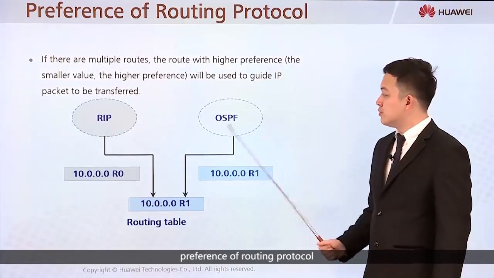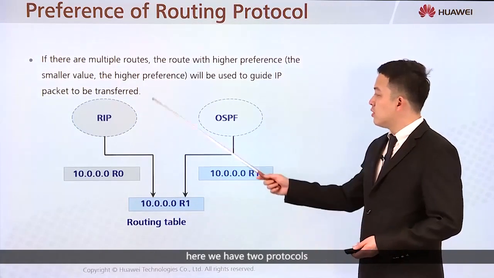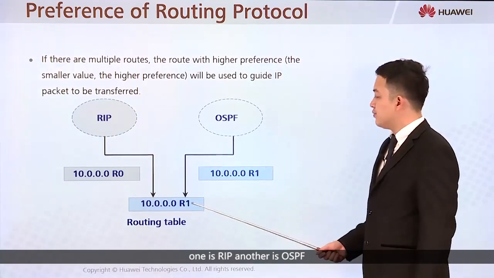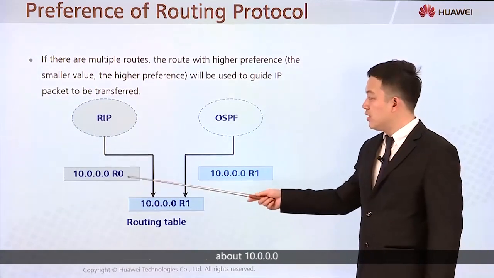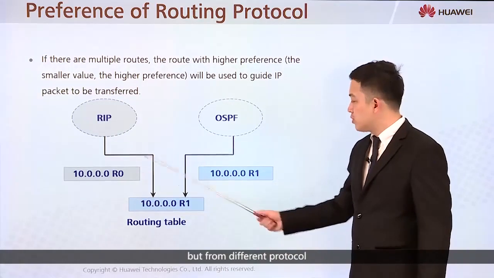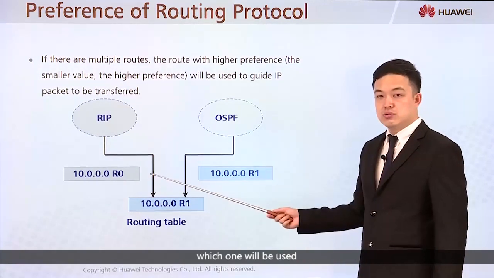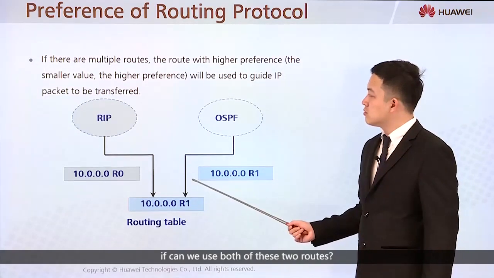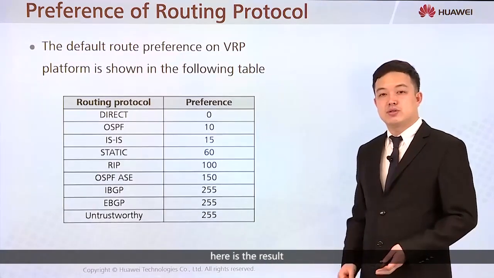Preference of routing protocol. This time we talk about the preference value. Here we have two protocols, one is RIP, another is OSPF. If from these two protocols we have learned the same route to 10.0.0.0, the same route but from different protocols, which one will be used? You can guess. Can we use both of these two routes, or can we only choose one? That's the question. Okay, here is the result.